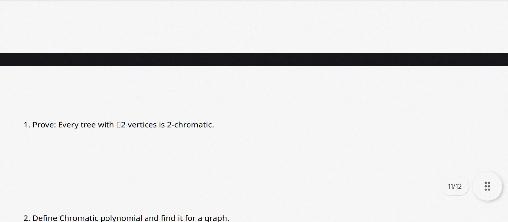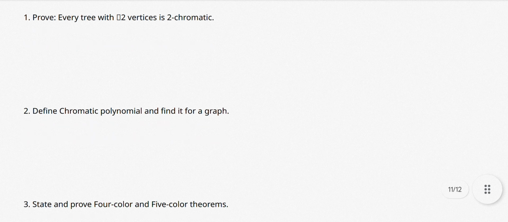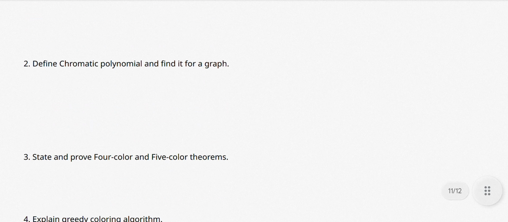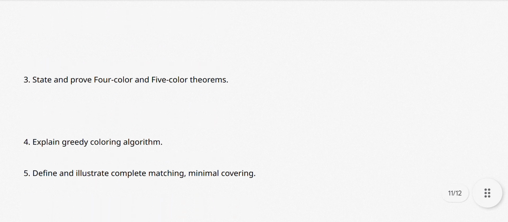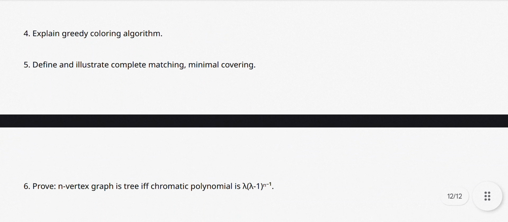Module 5, coloring and matching. Prove that every tree with two vertices is two chromatic. Next, define chromatic polynomial and find it for a graph. Third question, state and prove 4 color and 5 color theorems.